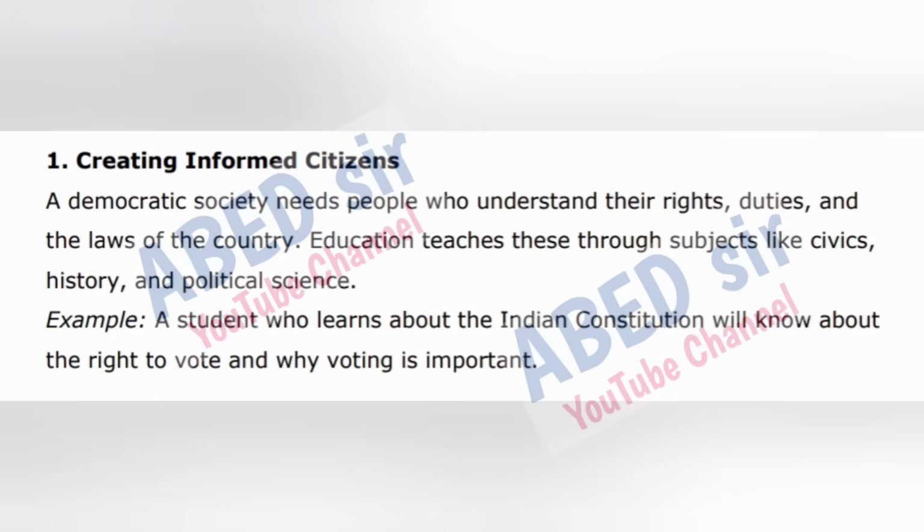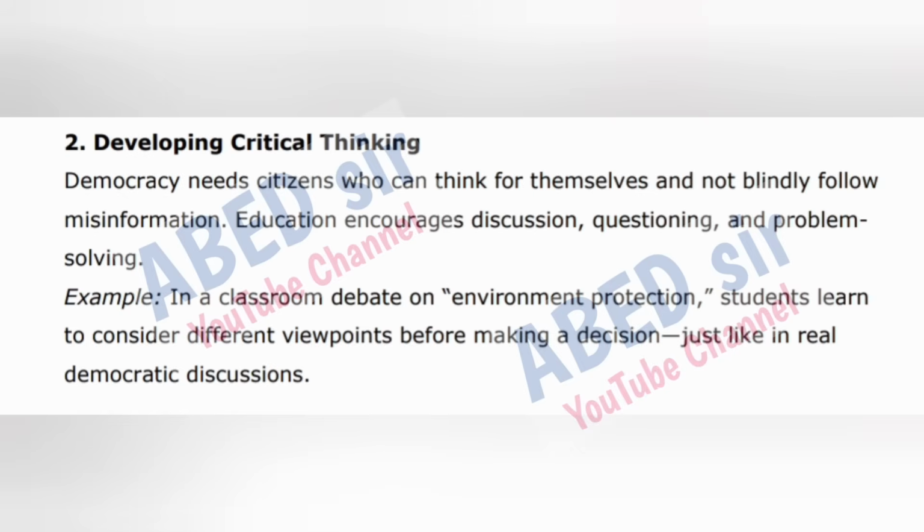1. Creating informed citizens. A democratic society needs people who understand their rights, duties, and the laws of the country. Education teaches these through subjects like civics, history, and political science. Example: a student who learns about the Indian Constitution will know about the right to vote and why voting is important. 2. Developing critical thinking.